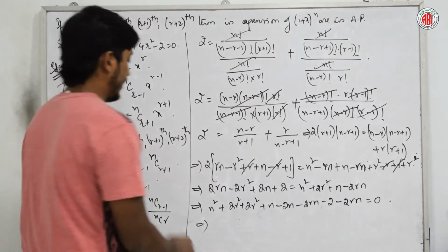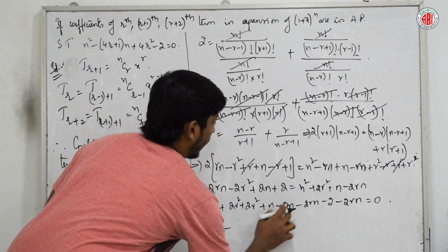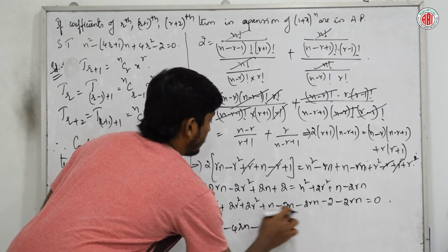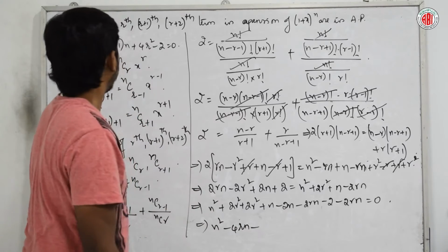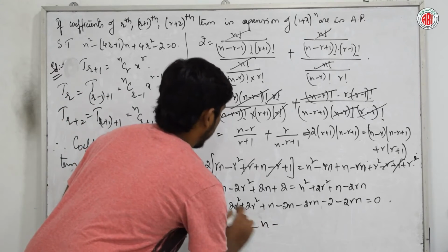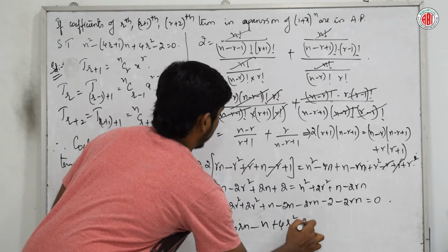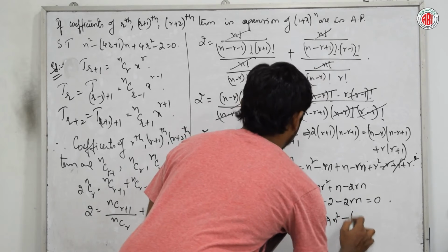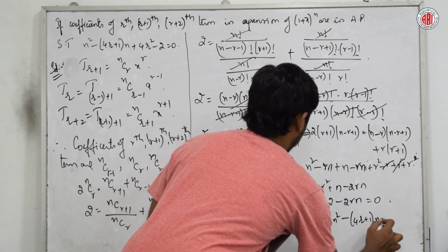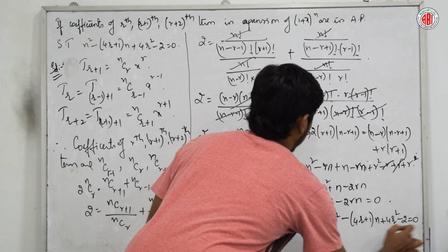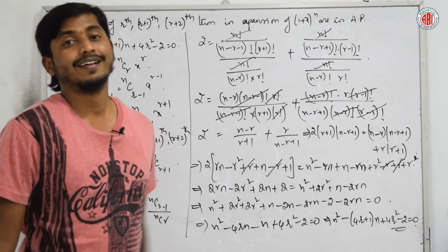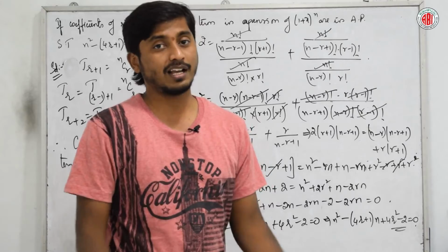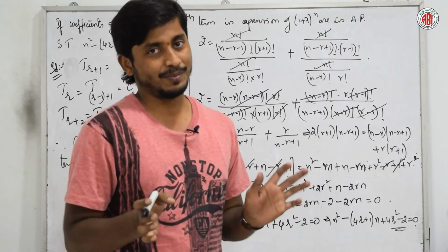Now done. Just see here now, n square, here it is minus 4rn and n minus 2n is nothing but minus n. Next, here it is 4r square minus 2. Just write all together. What will be left? N square minus of 4r plus 1 into n plus 4r square minus 2 equal to 0. Is it right? Is it easy or not? But you have to be careful with this kind of simplifications. Don't get confused and don't be in a hurry to complete the problem.